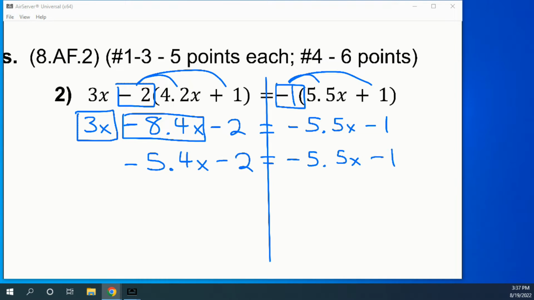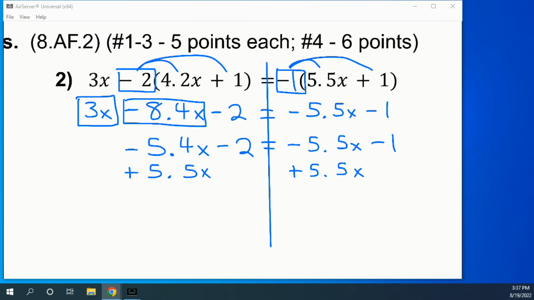Now we have to get our variable terms on one side. I'm going to add 5.5x to both sides. Negative 5.4 plus 5.5 gets me 0.1x. Bring down the negative 2. And on the right side, bring down the negative 1. Don't forget that that is a negative 1 term.